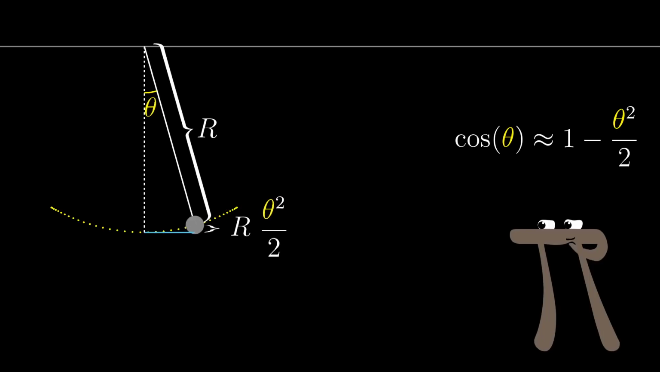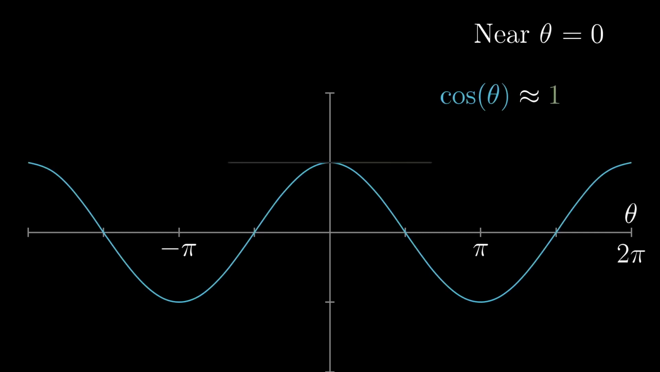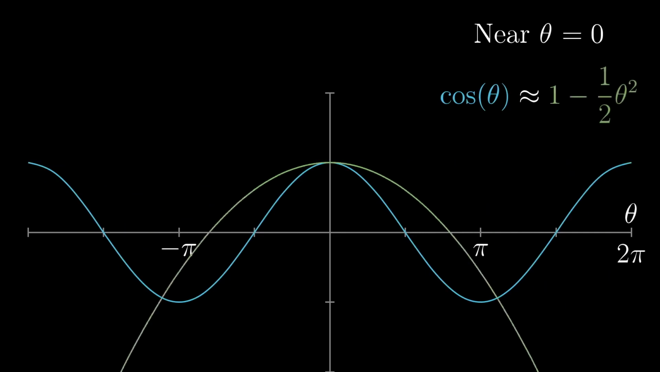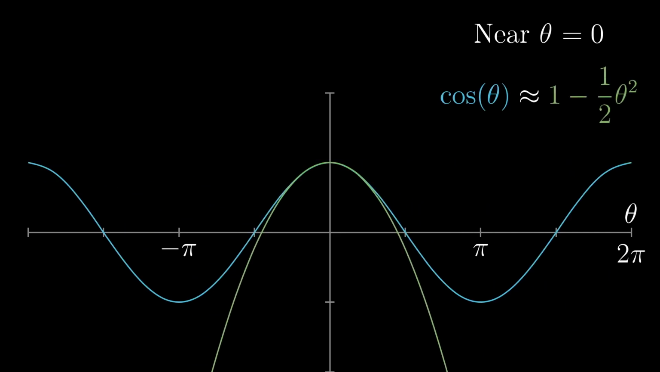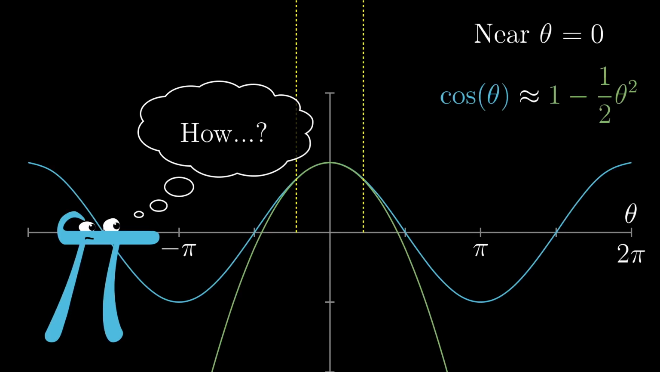Now, if you've never seen anything like this before, an approximation like that might seem completely out of left field. I mean, if you graph cosine of theta along with this function, 1 minus theta squared over 2, they do seem rather close to each other, at least for small angles near zero. But how would you even think to make this approximation? And how would you find that particular quadratic?